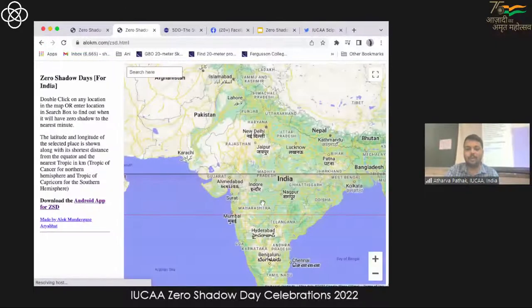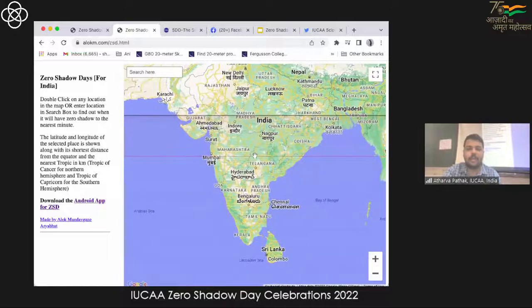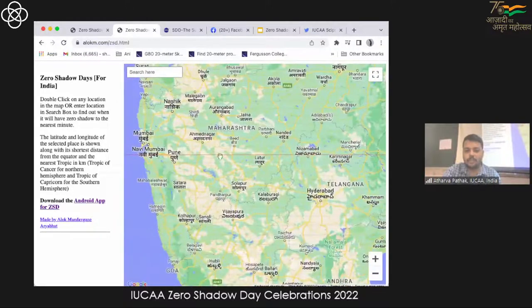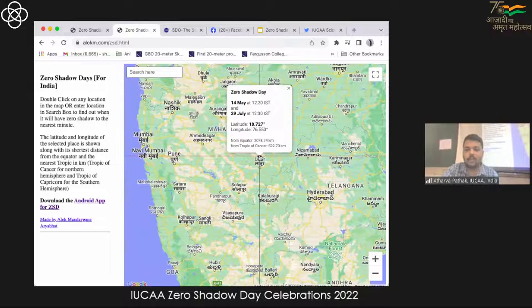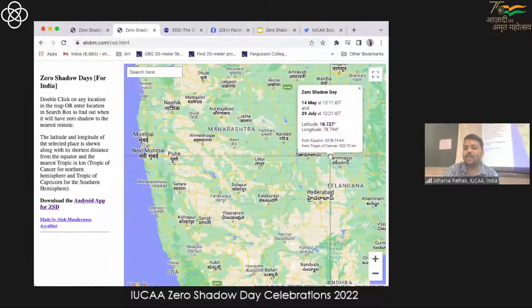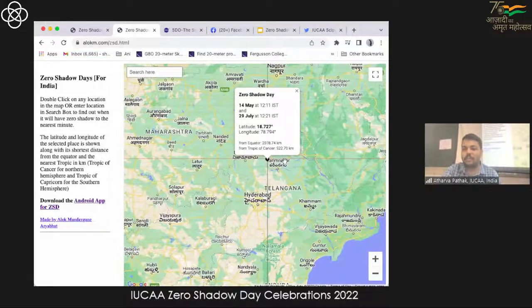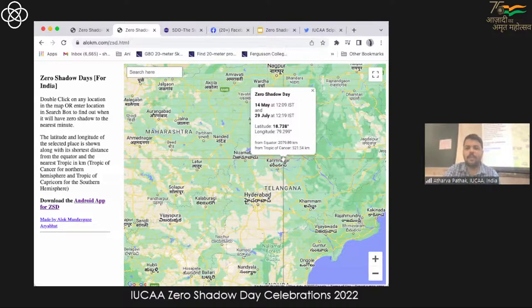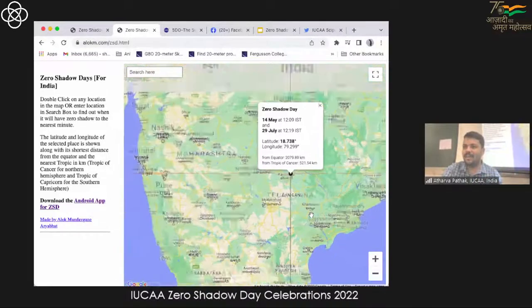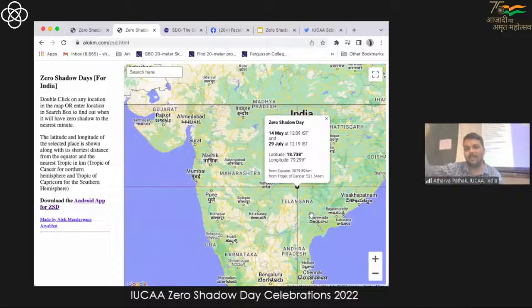We can also check if the Zero Shadow Day timings vary from longitude to longitude. Let's say I select this red line, which is the current position of the sun. If I double click over here, the Zero Shadow Day is on 14th of May at 12:20, right? If I go closer to the center of our country, the Zero Shadow Day is at 12:11 local noon time. If I go slightly to the east, maybe on the line of Nagpur, the Zero Shadow Day is almost at 12:09. So the closer you get to the central meridian or the Indian standard meridian, which passes through Allahabad, the timing will be closest to 12 o'clock noon.